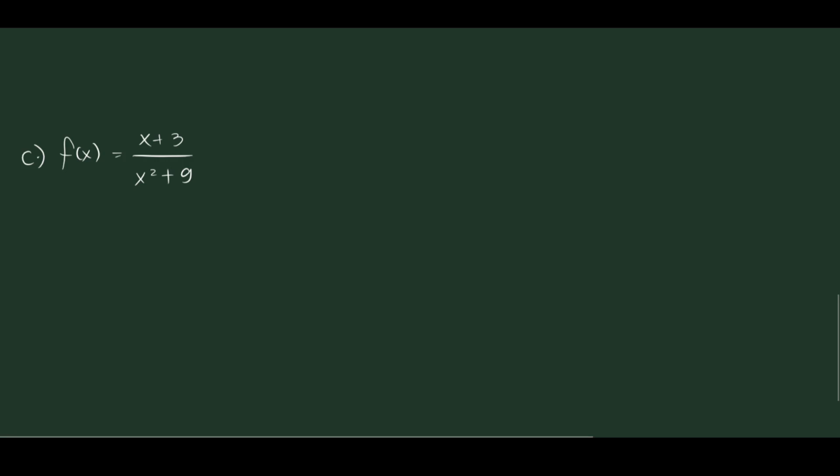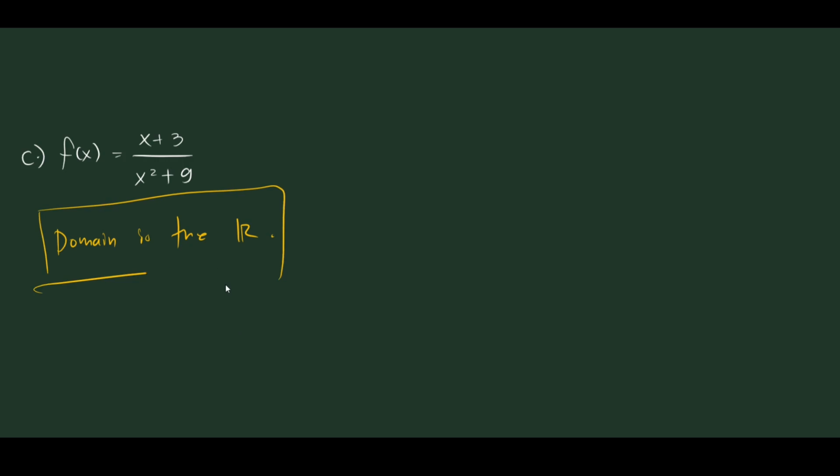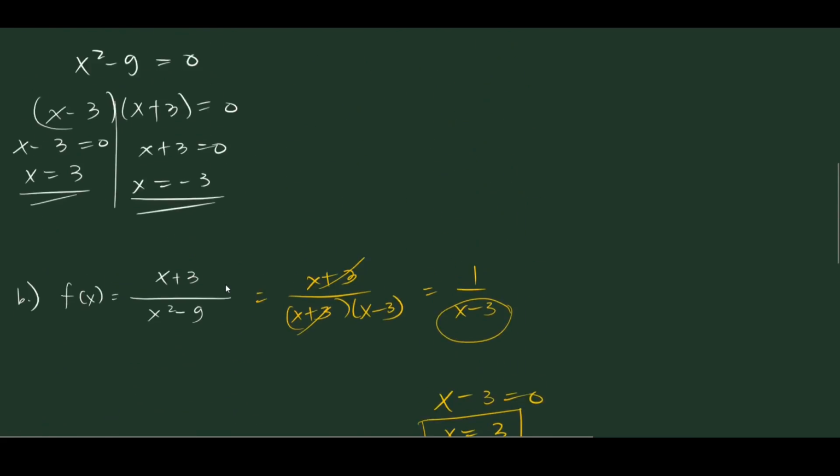So we can say that the domain of this function is the set of all real numbers, right? So this particular function has no vertical asymptote.